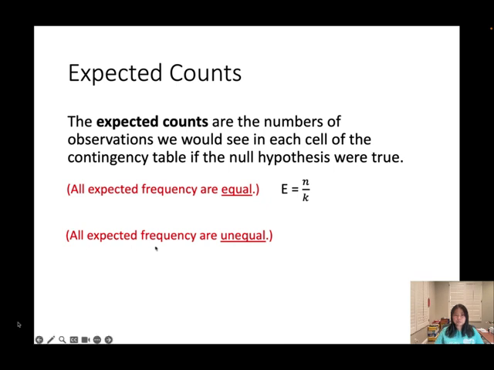For when all expected frequencies are unequal, we'll be using this formula: E1 will be equal to n times p1, E2 equal to n times p2, and so on.